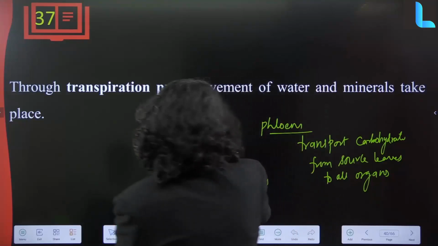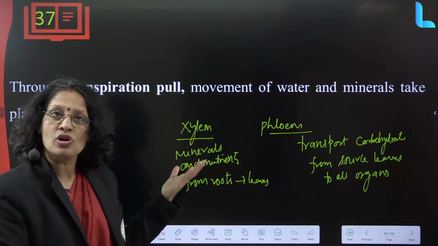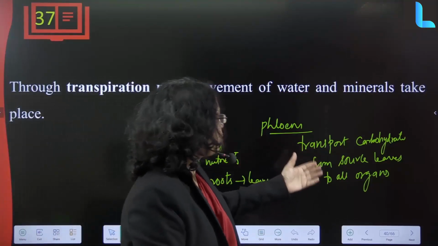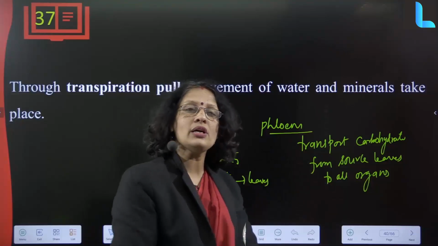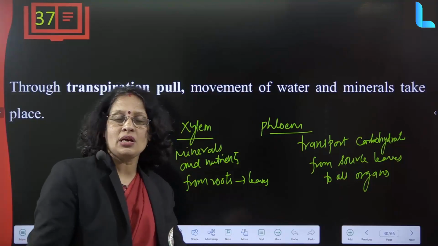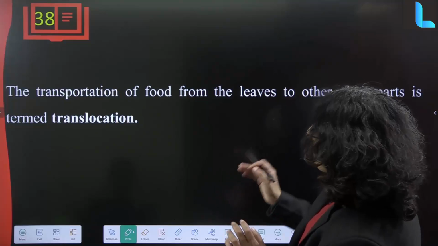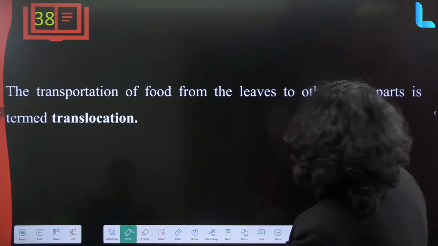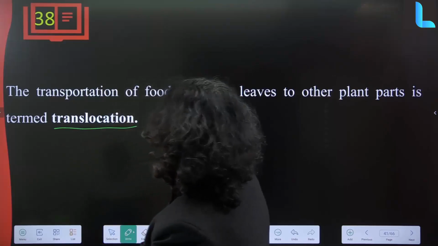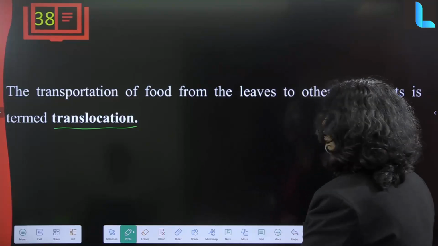So what is the role of xylem and phloem? Xylem takes minerals and nutrients from roots to leaves and the remaining parts of the plant, and phloem transports carbohydrate from source leaves to all the organs, okay. By photosynthesis food is prepared, and that should go to all parts of the plant. The transportation of food from leaves to other parts is called translocation, okay. The changing of location from one place to another is called translocation.